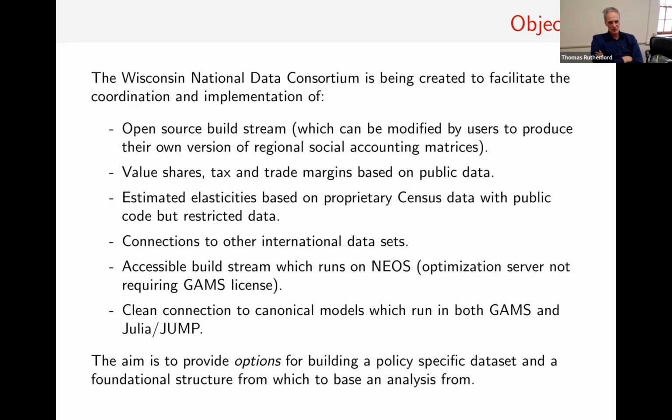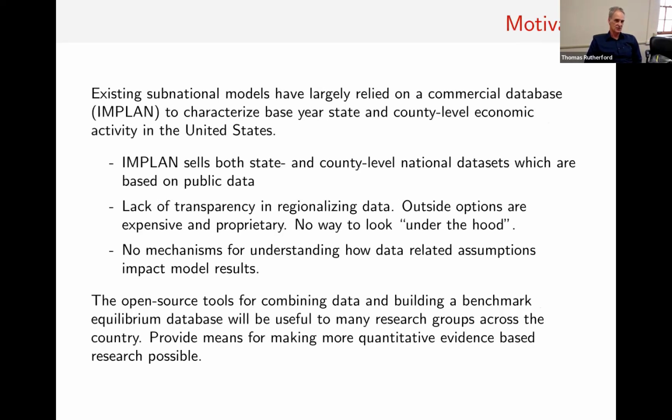We had ambitions to sort of go beyond GAMS to run things open source. We do have an open source. We provide an accessible license for our build stream, even though it's in GAMS. If you don't have a GAMS license, you can run this using NEOS, which operates here at University of Wisconsin. And we'd also like to produce models to run both in GAMS and in Julia JuMP. But I have to admit that I'm sort of an old dog, and learning to use Julia has been a little bit slower. But the idea is to provide options for building the data set in these foundations.